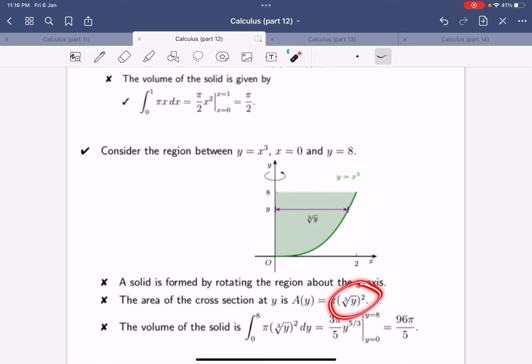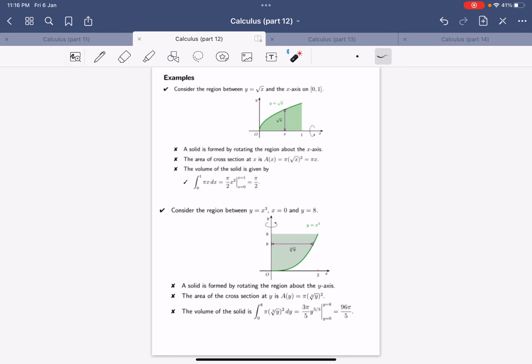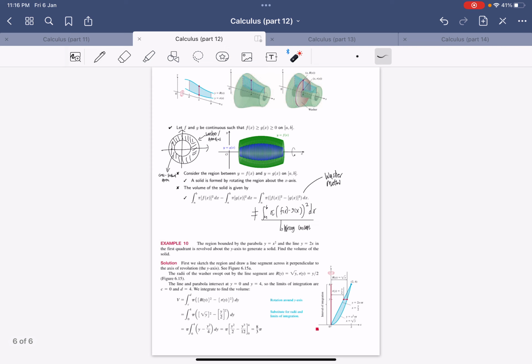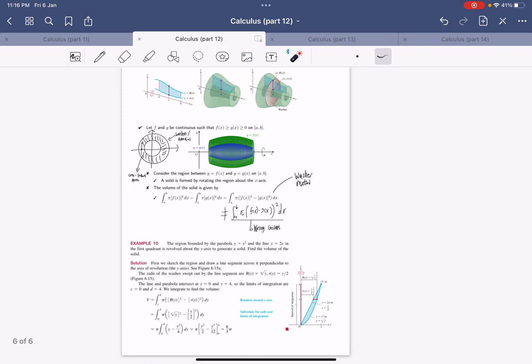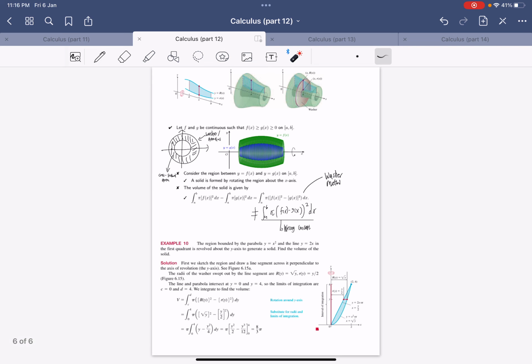So pi times the cube root of y, squared, is pi times y to the 2/3. And so when you integrate it, raise the power by 1, divide by the power, and you get the following expression. I hope it's clear to you. We'll try out another question for you to better familiarize yourself.